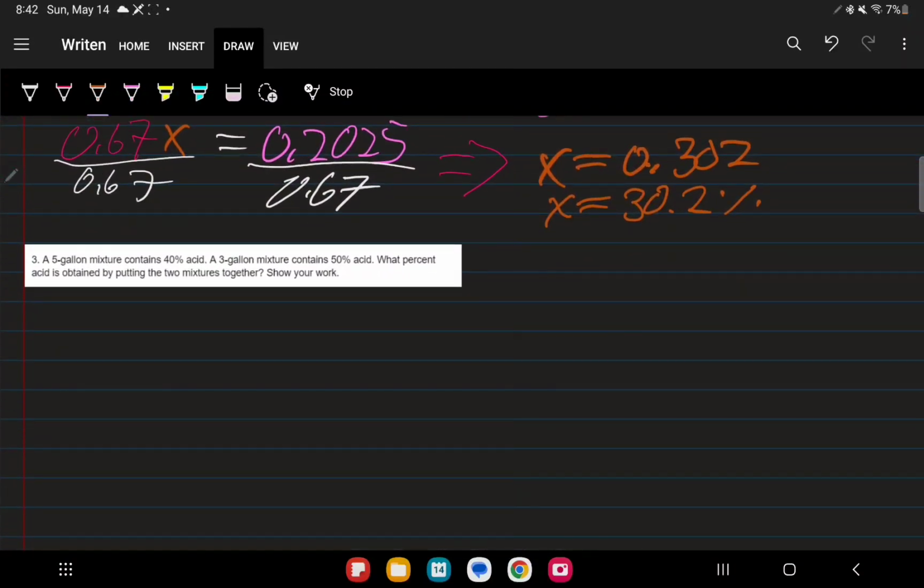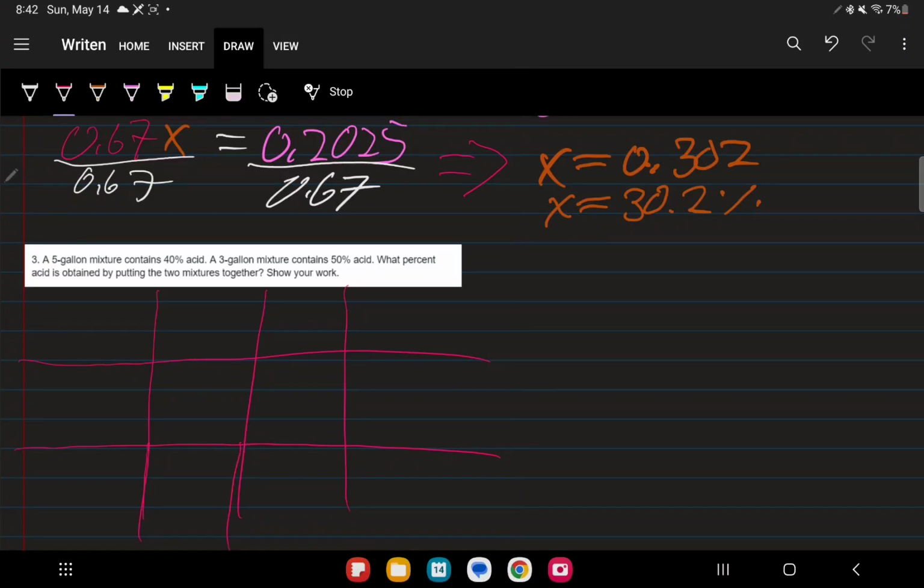So now I have this problem. I have another mixture problem. A 5-gallon mixture contains 40% acid, and a 3-gallon mixture contains 50% acid. What percent acid is obtained by putting the two mixtures together? Show your work. Okay, let's do this fast so we can move on. If you need to slow down, you can slow down the video, or you can pause. But let's do this quickly.